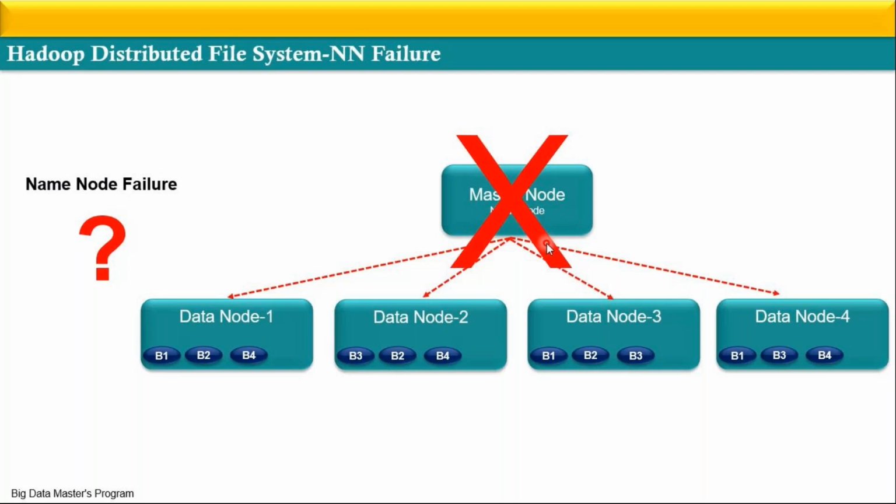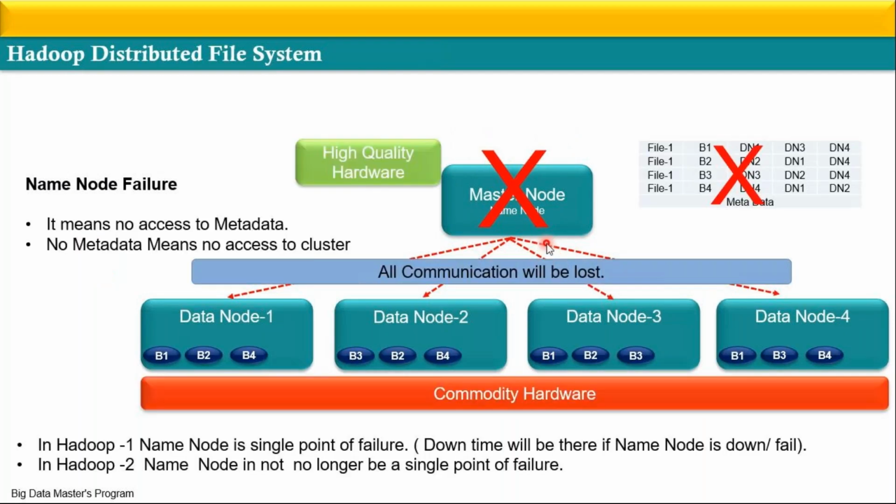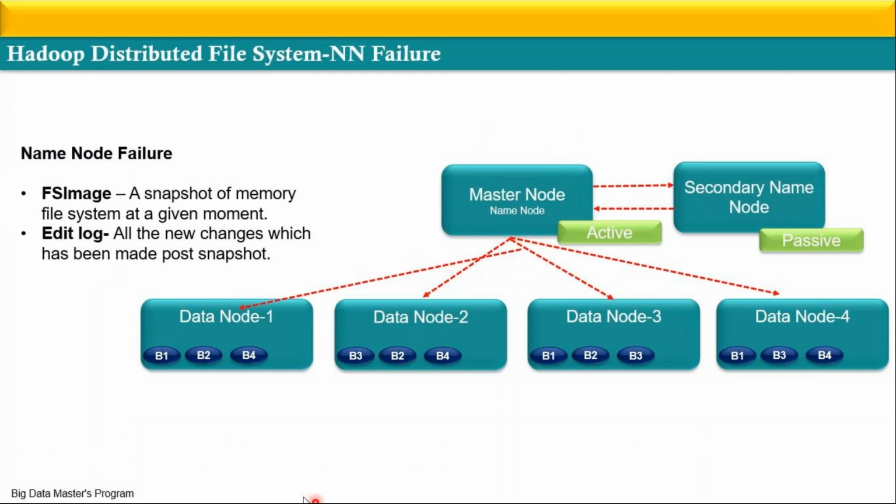Now if the metadata is lost, then we will not be able to access the data from the data node. Then at that moment, what is there inside the Hadoop ecosystem? We are having a secondary name node. The secondary name node is another standby machine which is working with the master node. The name node will be the active one, and the secondary name node will be the passive one, working in a standby mode.